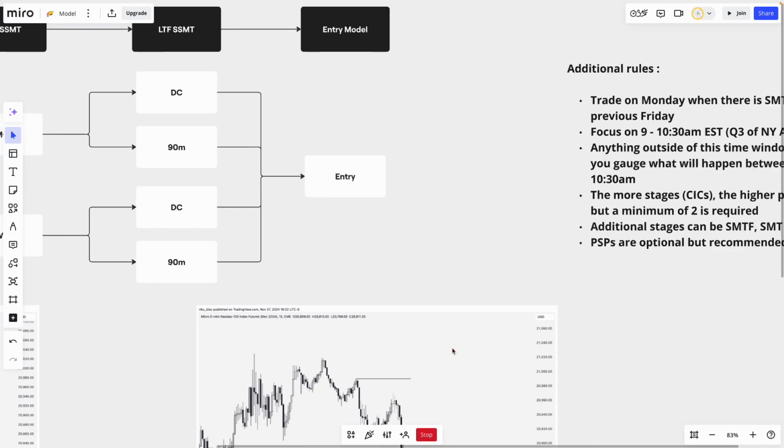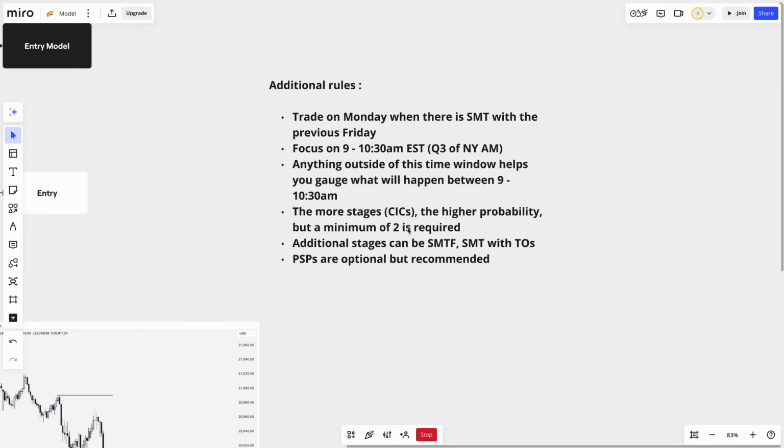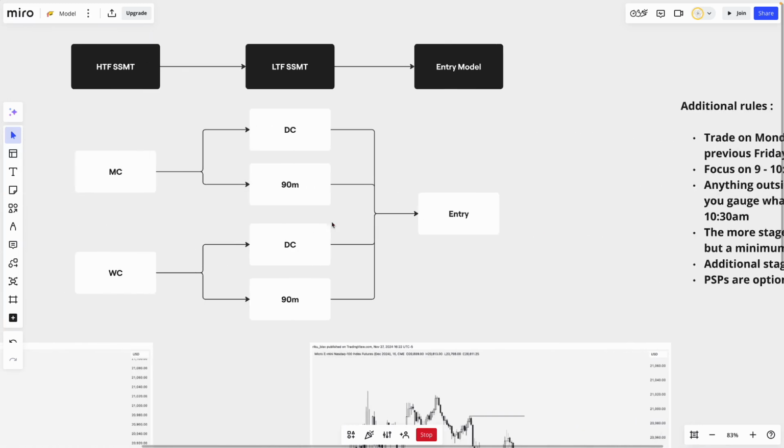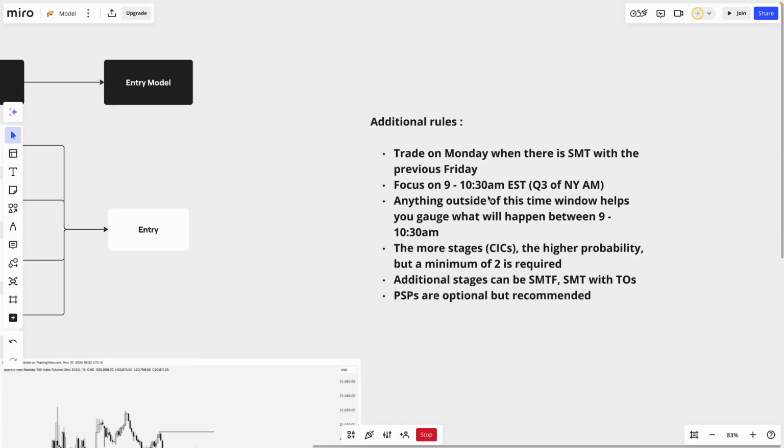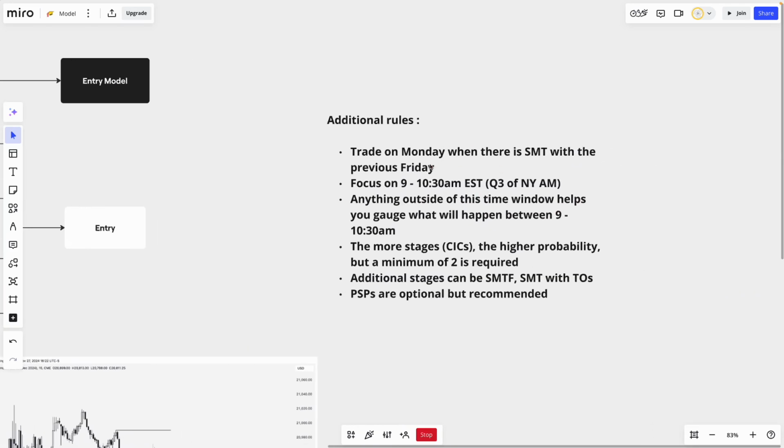So some additional rules. We'll only be looking to trade on Monday when there is SMT with the previous Friday. So that means that we'll have a high time frame sequential SMT. If we have no sequential SMT between Friday and Monday, we won't be expecting an expansive day, and therefore we'll just step away from the charts and it'll be a no trade day.